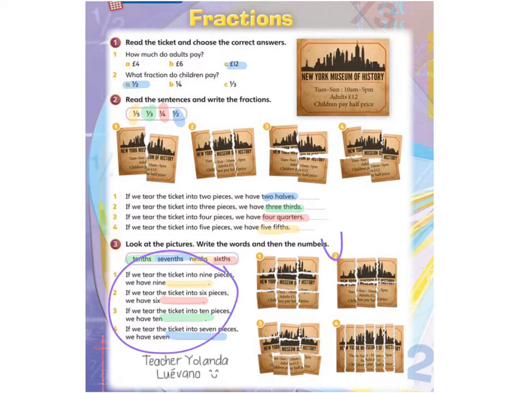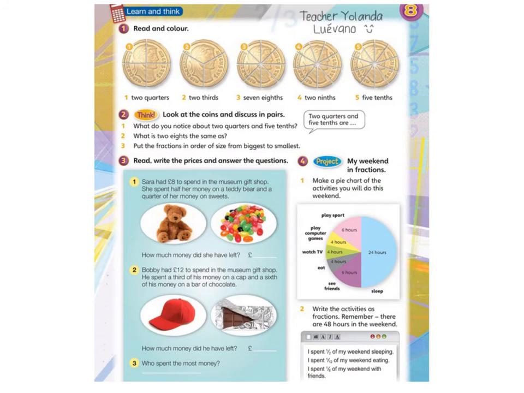According to our video, what type of fractions are all of these fractions that we have here? All of these are wholes. Why wholes? Because they are 9/9, 6/6, 10/10, and 7/7. Can you see? That means that they are wholes. What was the meaning of wholes? Enteros.